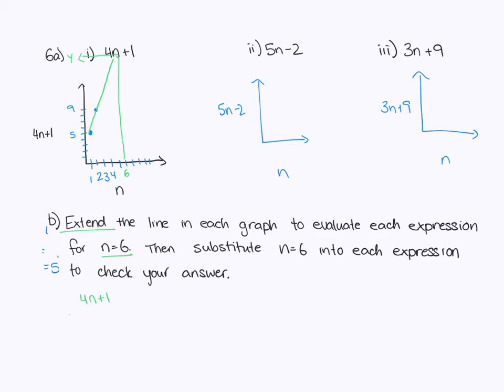And then your second step is to substitute n equals 6 into the expression. So when you have 4n plus 1, you would put 6 for n, which would give you 24 plus 1, which should give you 25. And you would check, hopefully, you would have had your graph match up with the number 25 for your y value when you had your line extension in your graph.